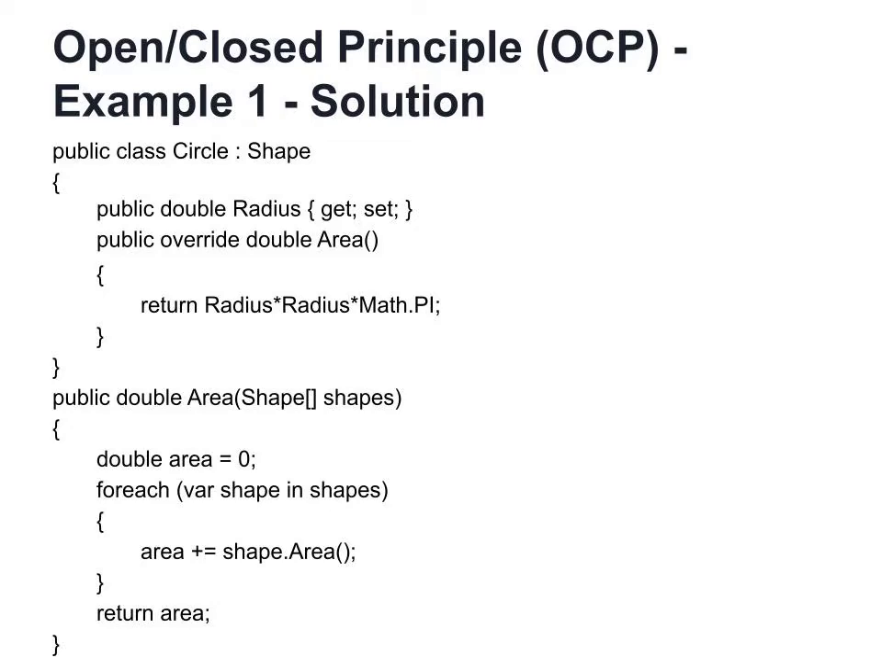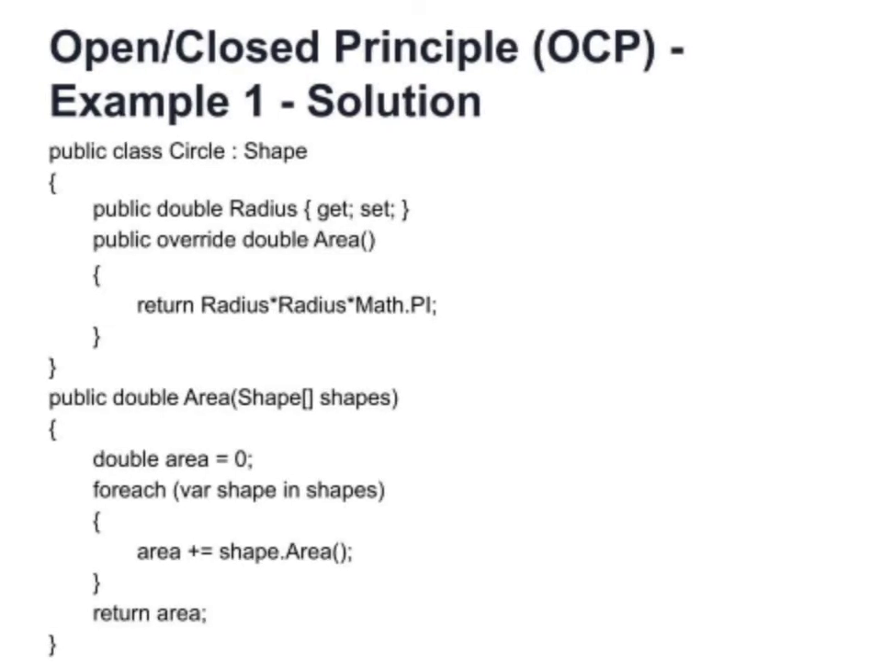If you want to add a new shape, you don't really need to change the area method. So this area method is closed for modification. You don't need to change it, but we are open for extension because whenever you want to create a new shape, all you need to do is create the shape and define the area method inside it. So we are open for new shapes, but we are closed for modification. We don't really need to change the method.